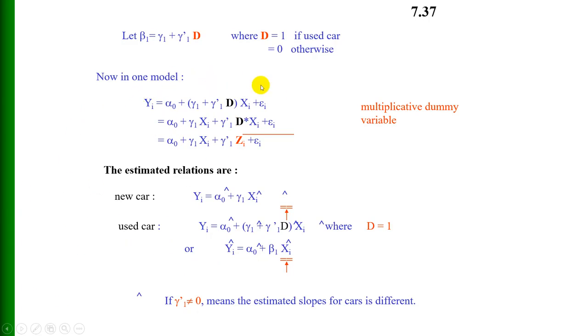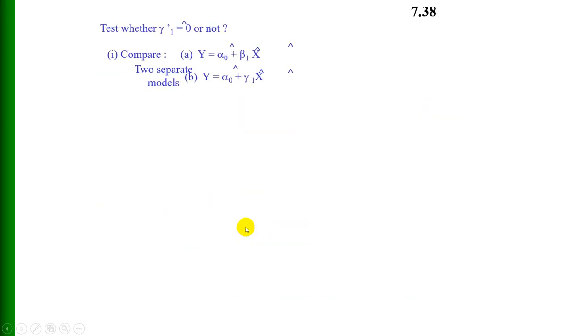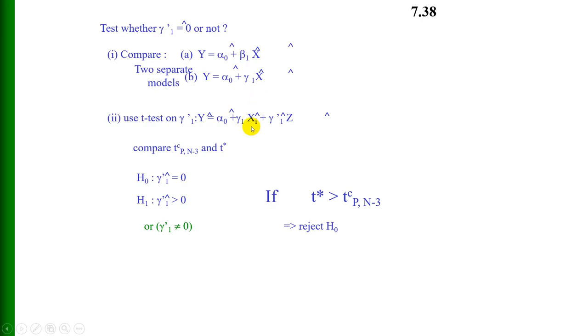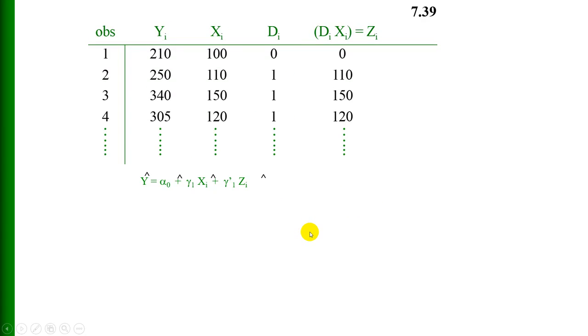Okay, here in this model we have a multiplicative dummy variable and the estimated relations are like this. You can follow it. Compare this for the new car and the used car. So this is the hypothesis testing for the various coefficients, and the rule is that if t computed is greater than t tabulated, then we reject H0. These are the data for y, x and dummy, and this is the multiplicative dummy with the x, which is equal to z1.